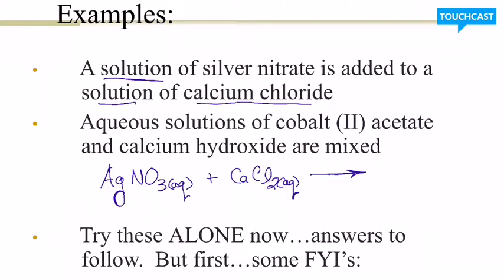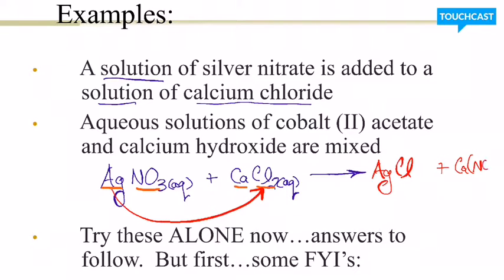So predicting your products is not too tough. What you need to do is just realize how you made that compound. Silver nitrate is a silver ion with a nitrate ion, and calcium chloride is a calcium ion with chloride ions. So when you rearrange these on the product side, you just need to make them have a new partner. Silver's new partner is going to be chlorine, and you need to rebalance the charges. Silver is a +1, chlorine is a -1, so there's your product right there. And your other product is going to be calcium nitrate. Calcium is +2 and nitrate is -1, so you have to balance those charges again.